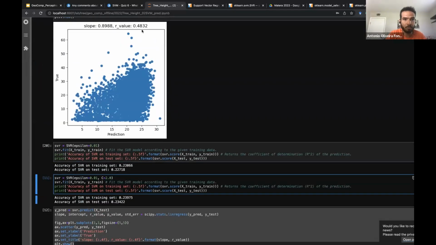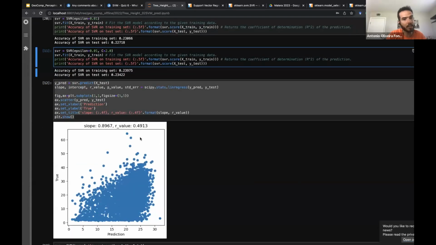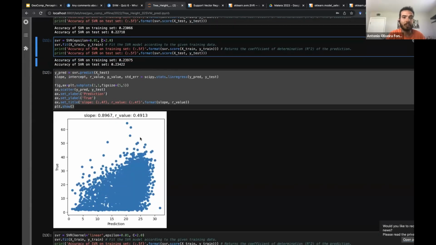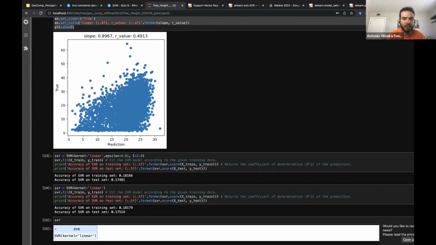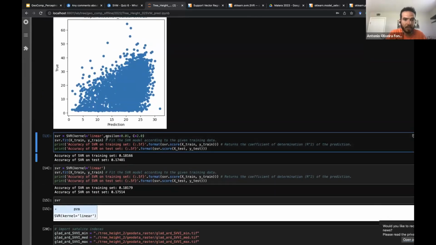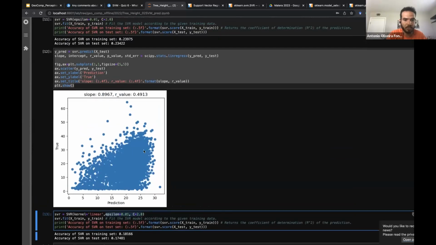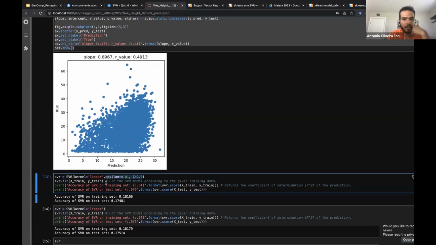And now we went from 0.48 to 0.49. Okay, we just explored two parameters so far: epsilon, how narrow the margin is, and C, how much slack we are willing to give to the outliers. Now, in this other example, I kept both the epsilon and the C as before, so epsilon 0.01 and C equal to 2. But I changed the kernel from the default, which was the RBF kernel, to now use the linear kernel.